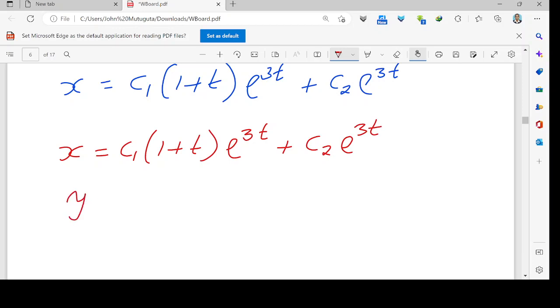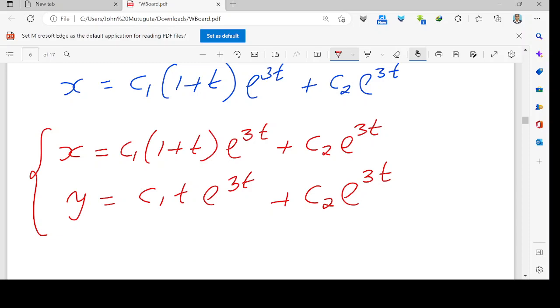Then y is equal to c1 t e raised to power 3t, if we also expand, plus c2 e raised to power 3t. This is the solution of that system. C1 and C2 here are arbitrary constants of integration.